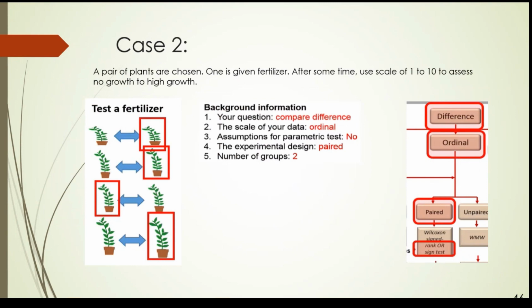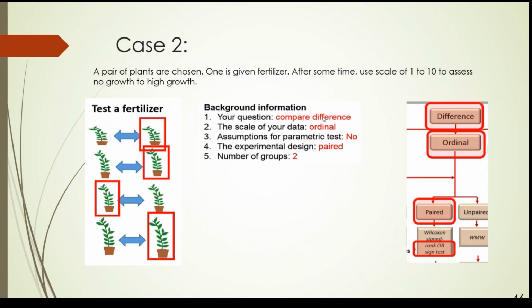Case number 2. We have a new fertilizer. We want to know whether the new fertilizer works or not. So a pair of plants are chosen. So the first pair, plant A, plant B. Then the second pair, third pair, fourth pair. Then we randomly choose one of them, and one of them we put fertilizer, the other one we don't put. So after some time, we see whether they are growing or not.